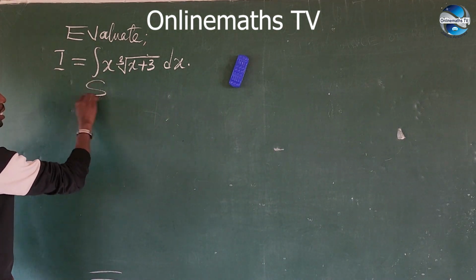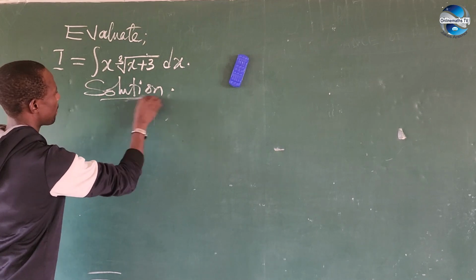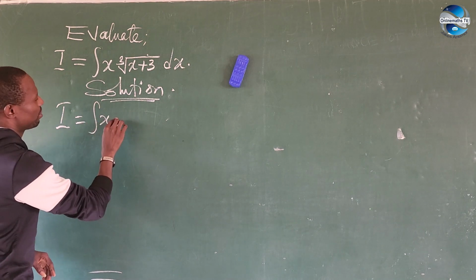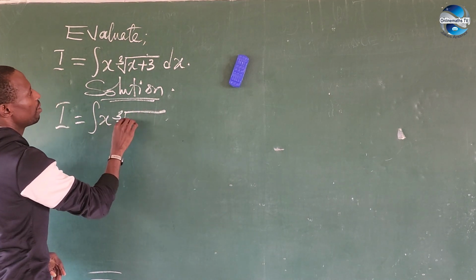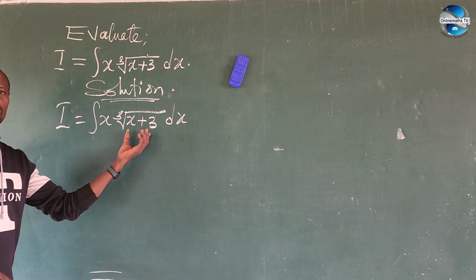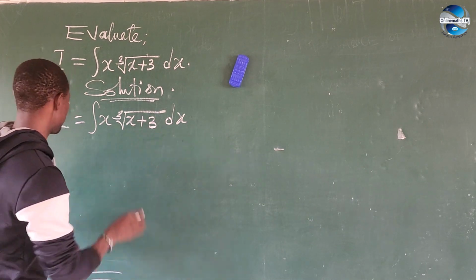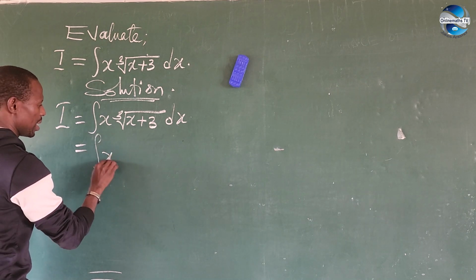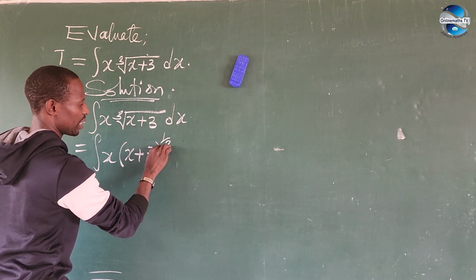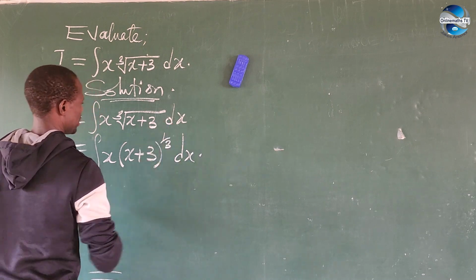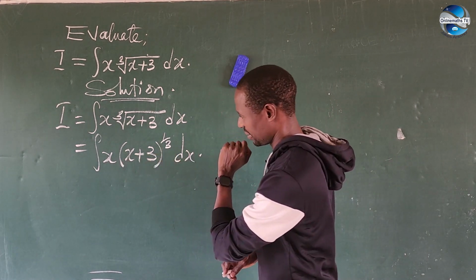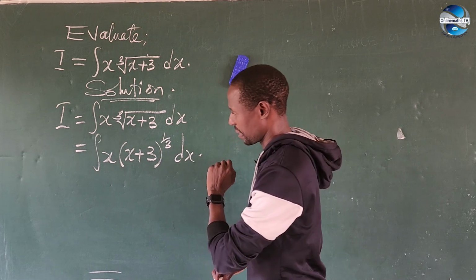Okay, so here we take our selection. We put down our question. We have I equal to the integral of the cube root of x plus 3 dx. The first thing we do here is to rewrite this expression. So this will now give us x times (x plus 3) all to the power of 1 over 3, then the dx.